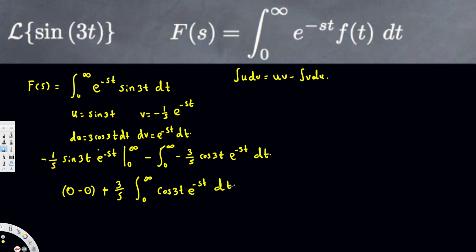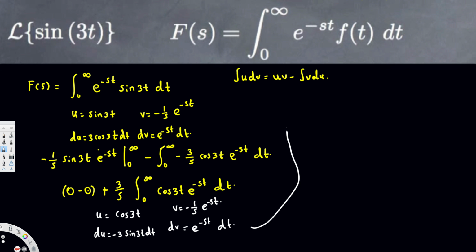Now to do the integration by parts, we are going to pick a u and dv value. Here our u value is going to be cos 3t, and then the dv value is going to be e^(-st) dt. If you find the derivative of u, that's going to be negative 3 sine 3t dt, and if you integrate dv, that's going to give you negative 1 over s e^(-st).